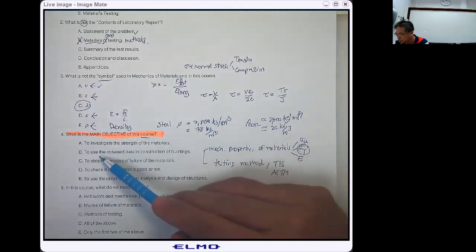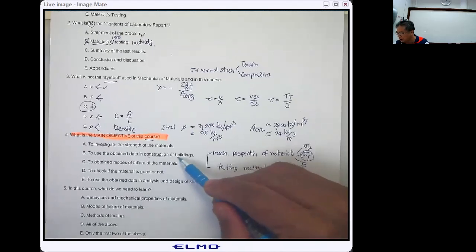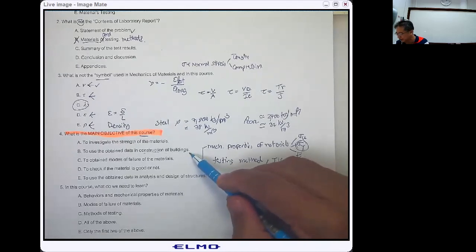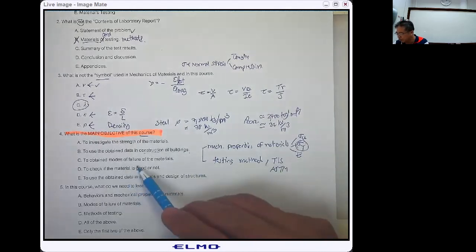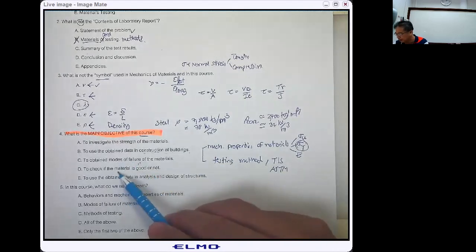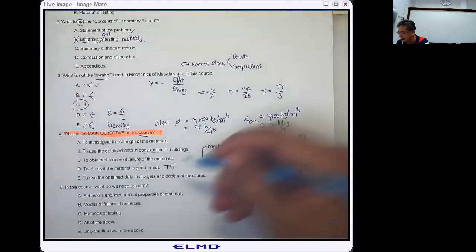Okay. To use the obtained data in construction of the building. Yeah, that is some, but not really the one that we really focus on to obtain the mode of failure. That is just part of it. Okay. And to check whether the material is good or not. Okay. That is going to be checked with the TIS.